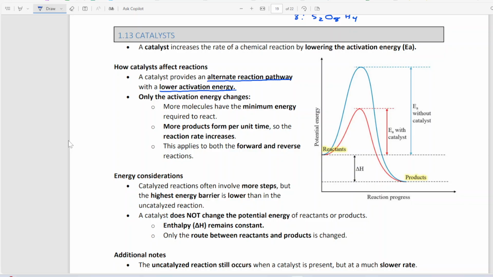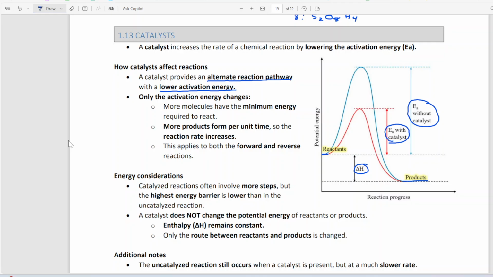So only the activation energy changes, so that more molecules have the minimum energy and more products are formed per unit of time, so the reaction rate increases. This applies to both the forward and reverse reactions. But the things that don't change are the potential energy of reactants and the potential energy of products, so the delta H remains constant. But you'll see here that with the catalyst, it's a lower activation energy than without the catalyst.